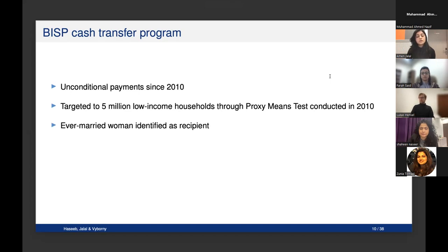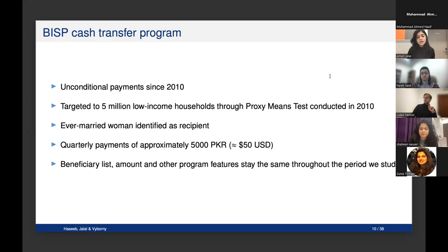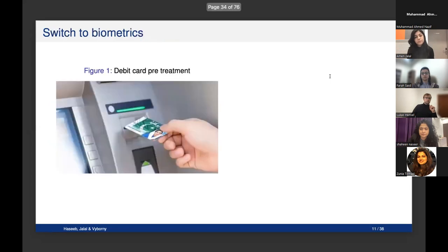It is basically for women. So this is an ever-married woman who is supposed to go and receive money. These are quarterly payments of about 5,000 Pakistani rupees in the period that we are studying, which at the time was 50 US dollars. That's no longer the case, as they've been increasing the amount since then in response to inflation. However, for this study, the beneficiary list, the amount, and other program features stay constant. So the only thing that we're looking at is this exogenous shift in the market structure of the public officials that deliver this program.